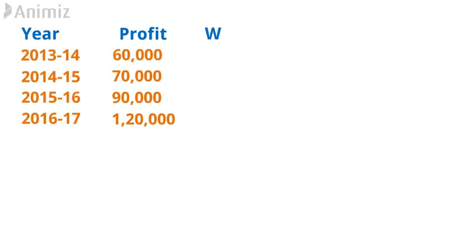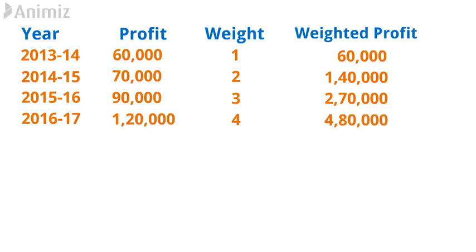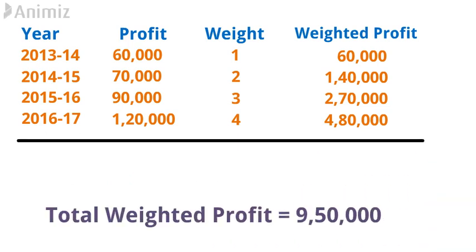Let me first of all give the weight to different year, that is 1, 2, 3 and 4. And you must be aware that how to calculate this weighted profit, that is profit into weight. So 60,000 into 1, 60,000, then 70,000 into 2, 1,40,000, 90,000 into 3, so 2,70,000, and 1,20,000 into 4, which we will get 4,80,000. Here comes the first step of the sum, that is total weighted profit, which comes to 9,50,000, which is total of all the weighted profit.